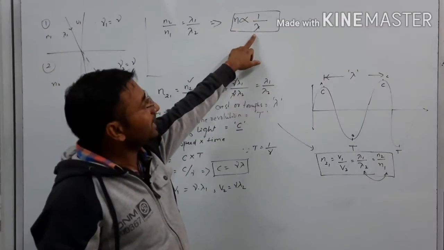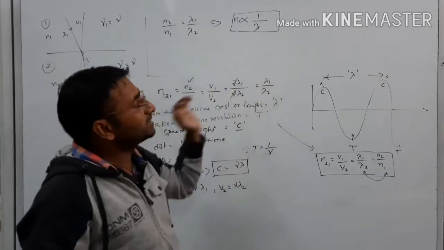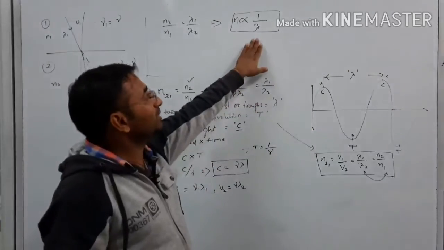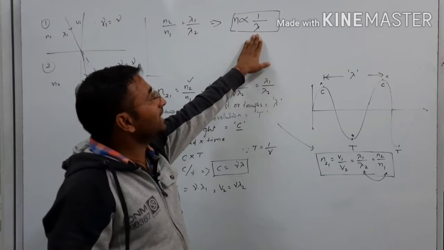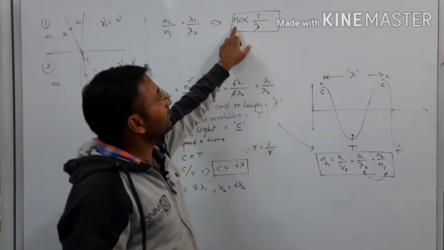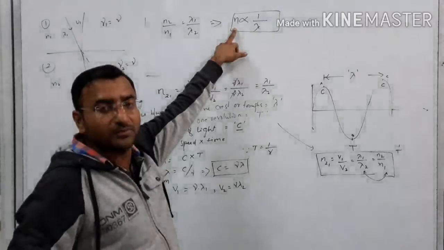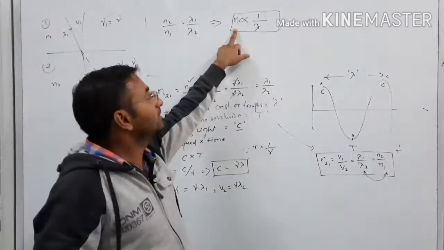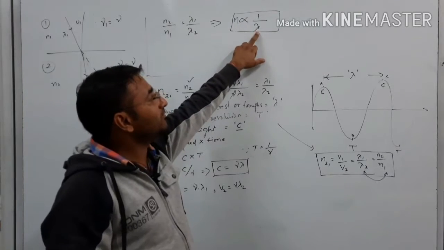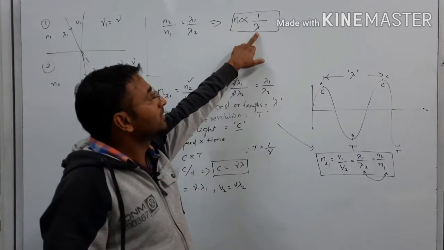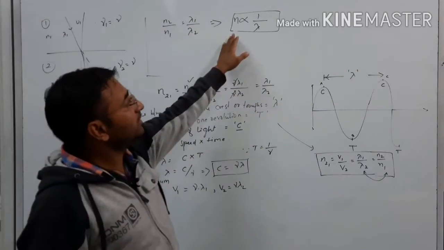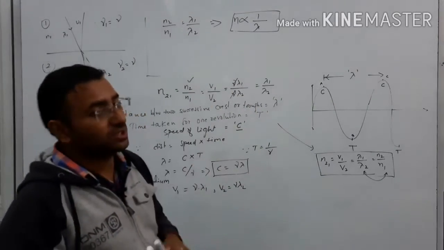If the light ray entering a medium has greater wavelength, then the bending of light, meaning refraction, in that medium is less. Greater wavelength means less bending, and smaller wavelength means larger bending. This is the relation: n is inversely proportional to lambda.